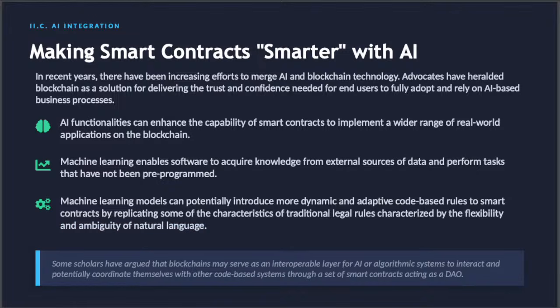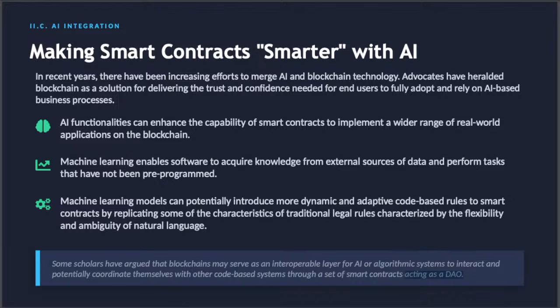This is where we get to that defeasible logic here, where the rules of the logic can be overridden by a default of some particular condition. Some scholars have argued that blockchains may serve as an interoperable layer for AI or algorithmic systems to interact and potentially coordinate themselves with other code based systems through a set of smart contracts acting as a DAO.